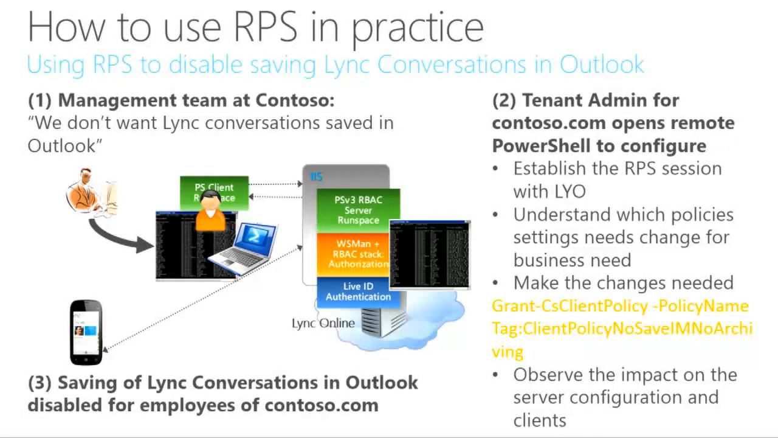So I have a sample pasted there. You do a regular Grant-CsClientPolicy. Again, going back to what Barry was saying, if you're used to the on-premise PowerShell interface, it's the same. You don't have to learn anything new from a PowerShell perspective or from a Lync commandlet perspective to be able to use remote PowerShell, right? It's the same Grant-CsClientPolicy that you'll use with the right policy instance. The policy flows down to the client, and at that point, the saving of IMs in Outlook is turned off. This is, by the way, possible only using remote PowerShell, not using the Lync Admin Center.